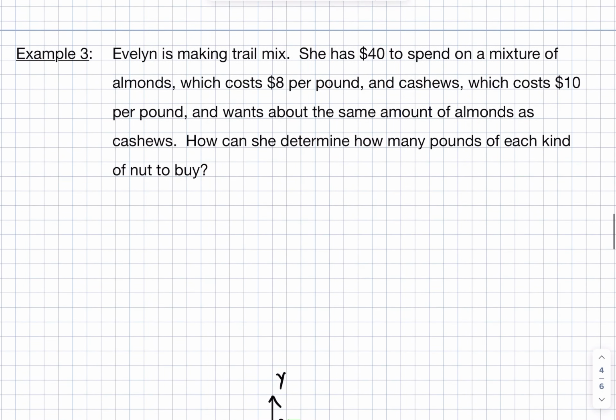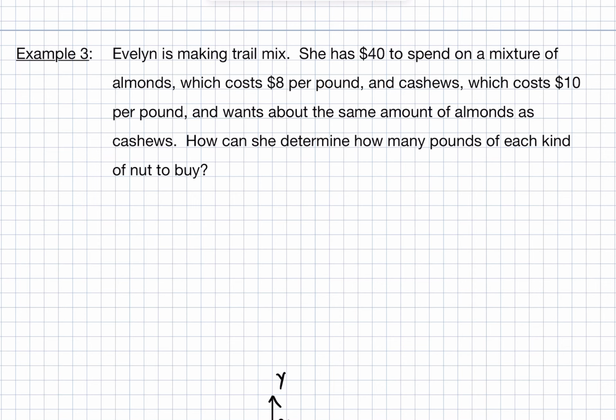So here we've got a word problem, and we have Evelyn who's making trail mix, and it says that she has $40 to spend in total on this mixture, which is going to include almonds, which cost $8 per pound, and cashews, which cost $10 per pound. Okay, so this is a mixture of almonds and cashews. And we want about the same amount of almonds as cashews. So that's the goal. We want roughly the same. So the question is, how can Evelyn determine how many pounds of each kind of nut to buy?